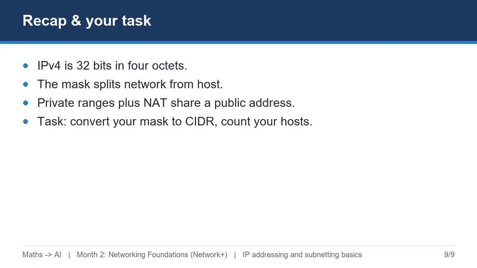Let's recap. An IP version 4 address is 32 bits in 4 octets. The subnet mask splits network from host. Private ranges and NAT let many devices share one public address. And APIPA signals failure. Your task: run ipconfig, record your address, mask, and gateway, convert the mask to CIDR notation, work out your network address, and count how many usable hosts your subnet supports. Then confirm your address is private.